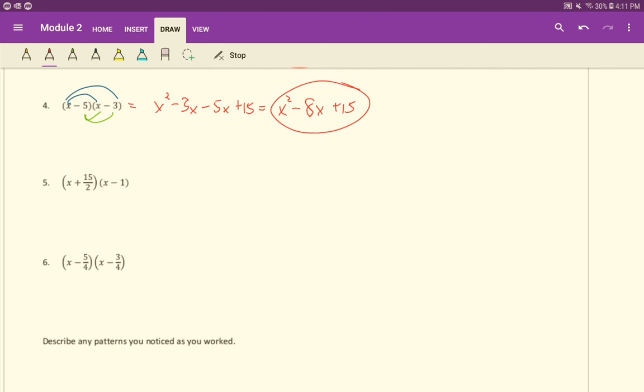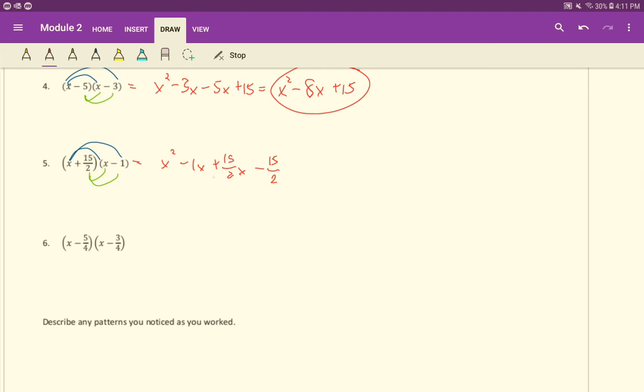Okay, I know fractions are not everyone's favorite, but again, we can multiply this out here. It won't be too bad. X times x, x times minus 1, 15 halves times x, 15 halves times minus 1. And so we'll get x squared minus 1x plus 15 halves x minus 15 halves. Okay, we'll combine like terms here. And so negative 1 plus 15 halves. Remember, negative 1 is the same thing as negative 2 over 2. And so we get x squared plus 13 halves x minus 15 halves, like so.